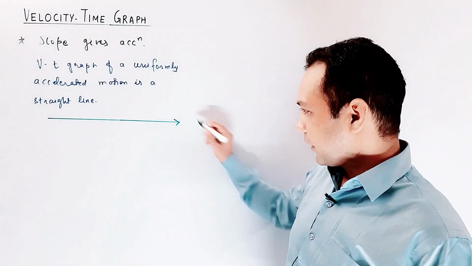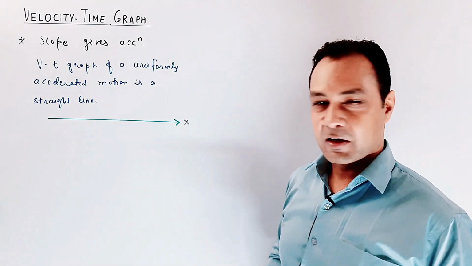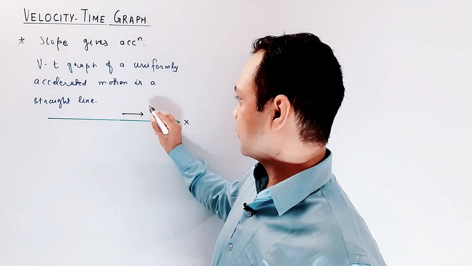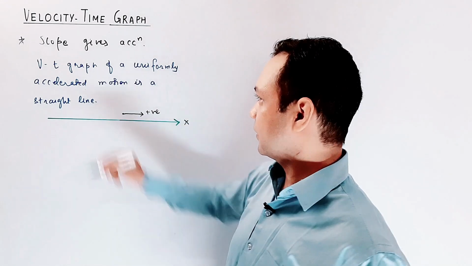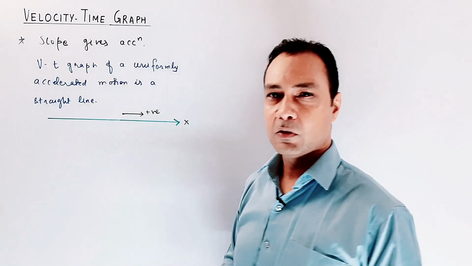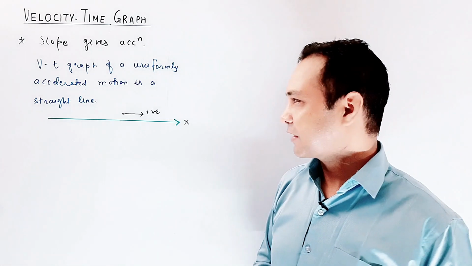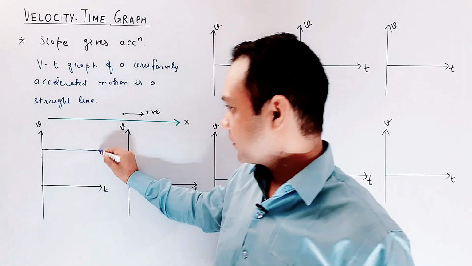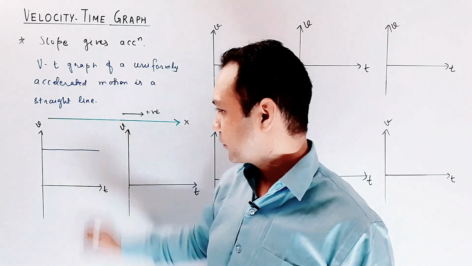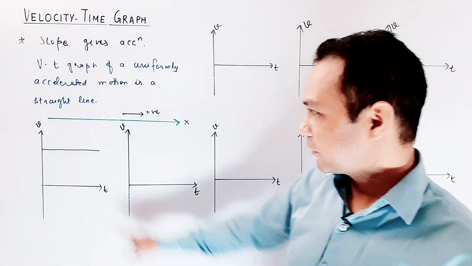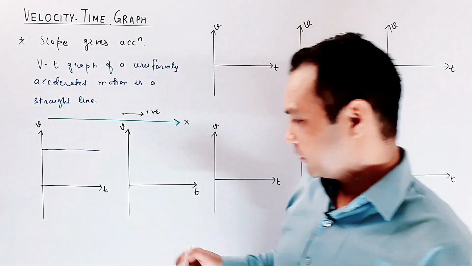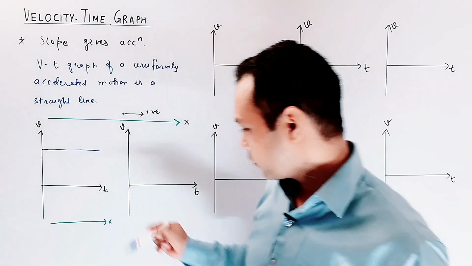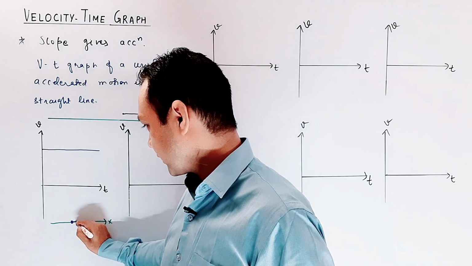And now suppose a particle is moving along this x direction, the positive x direction, and we have chosen this to be the positive direction, and let me draw a few velocity-time graphs in which the acceleration is uniform. So suppose the velocity-time graph is like this straight line. Its slope is 0, meaning the acceleration is 0, but it is moving along the positive direction. So if this is the x-axis along which it is moving, it is moving along the positive direction like this.